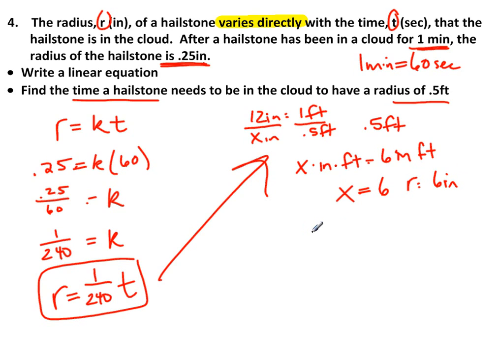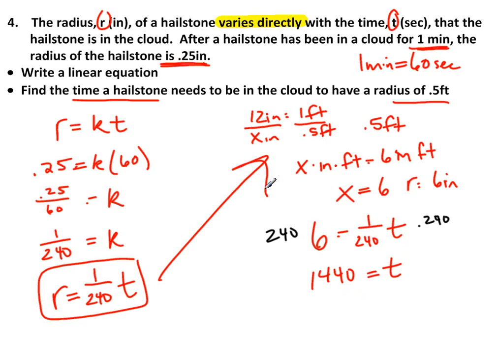Okay, so now I know my radius is 6 inches. 6 is equal to 1 over 240 times t. To get t by itself, I'm going to multiply both sides by 240 over 1, or just 240. So if I take 240 and multiply it by 6, I'm going to get 1,440 equals t. So again, I want to answer this in words, find the time.